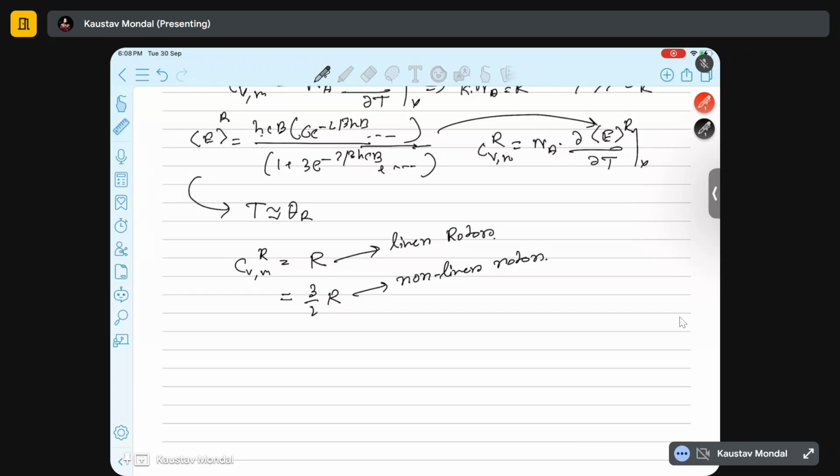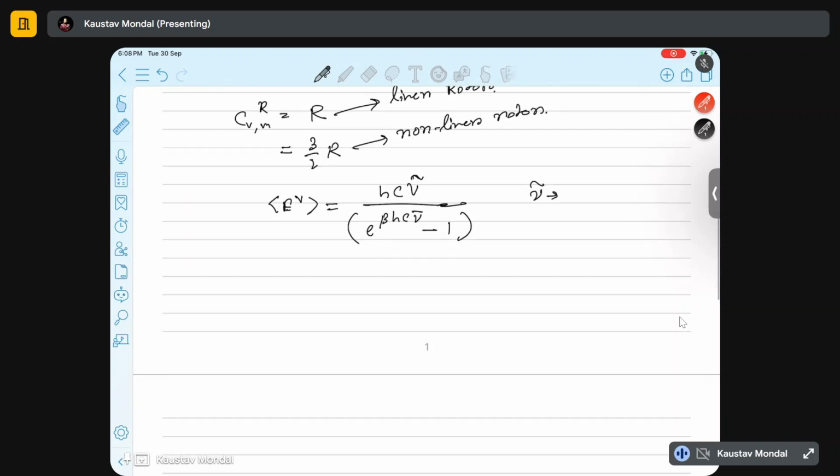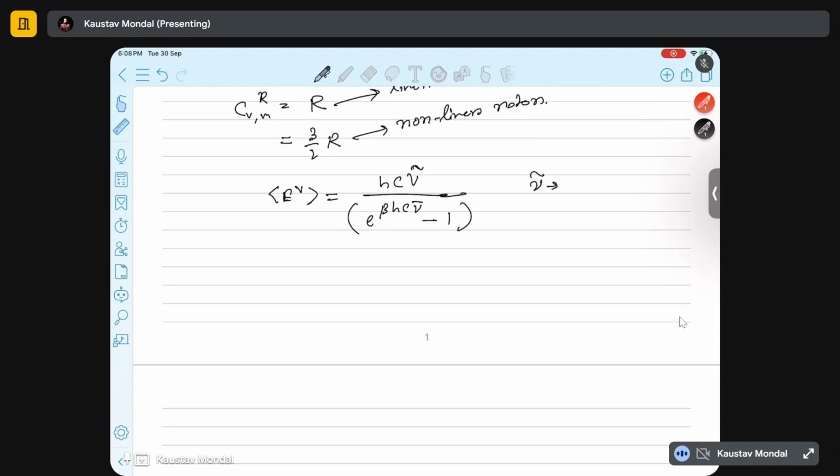Now next contribution comes from the vibrational term, right? So the vibrational energy is defined as EV, the average vibrational energy. The expression is EV equals hc nu tilde by e to the power beta hc nu tilde minus 1. Now here nu tilde is basically the frequency of the activated vibrational modes, right? Sorry, not the frequency, it's a wave number.